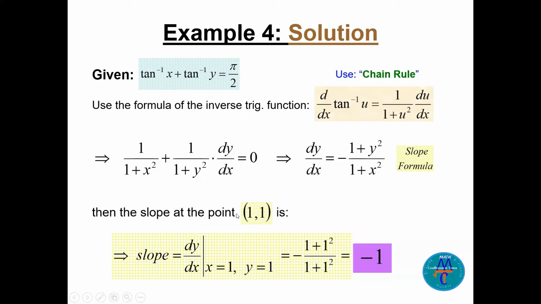So let's find the slope at the point 1, 1. So what do I do? Replace x by 1, replace y by 1, and then you get minus 1 plus 1 squared over 1 plus 1 squared, which is minus 2 over 2, and the slope will be minus 1.